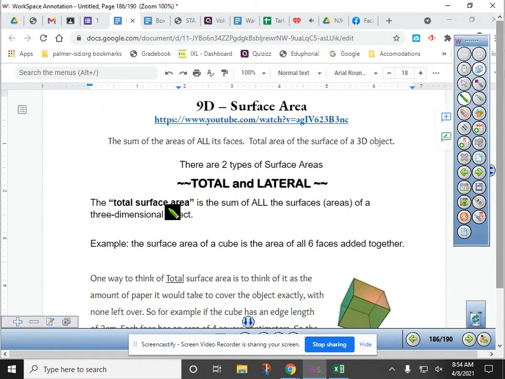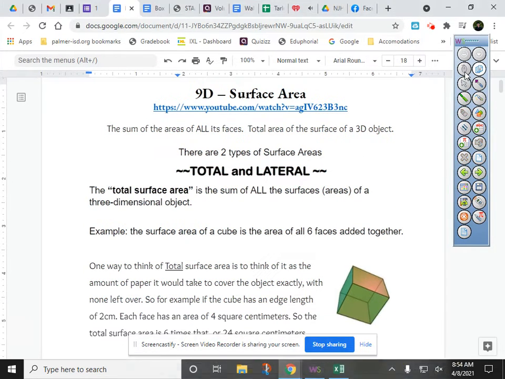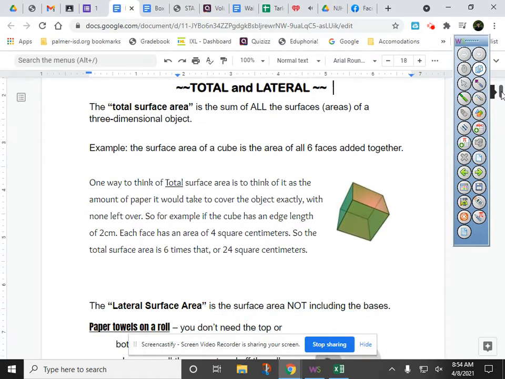and lateral. Total is self-explanatory. What is lateral? Everything but the bases, or base. Okay? Everything but the bases. The way I think of total is like if I'm wrapping a package.